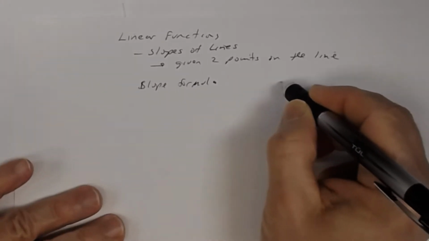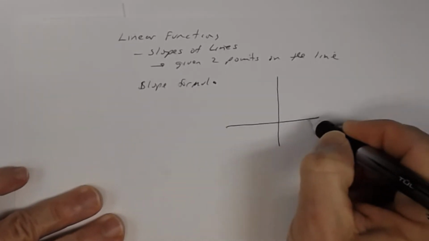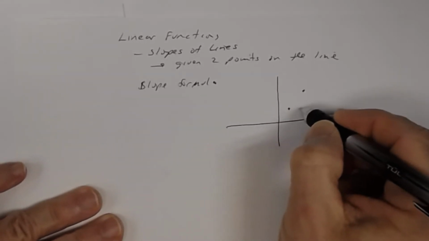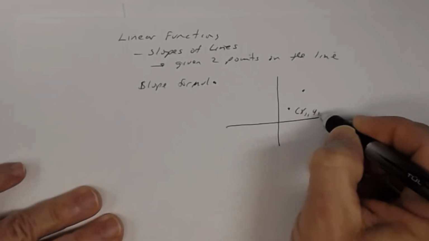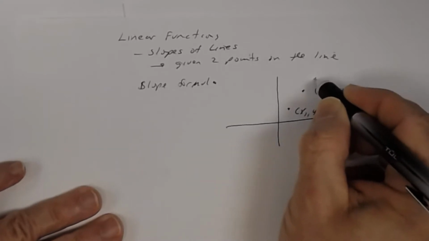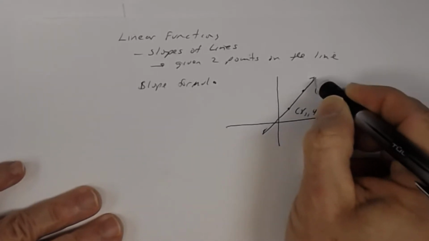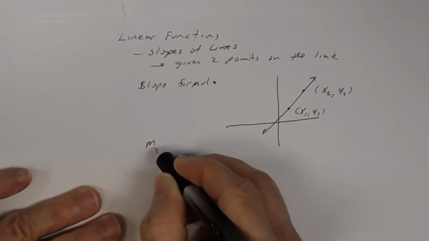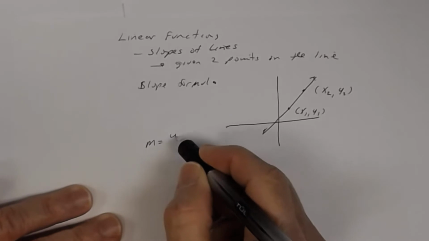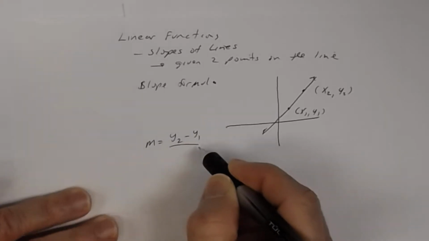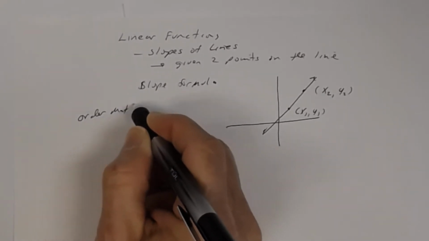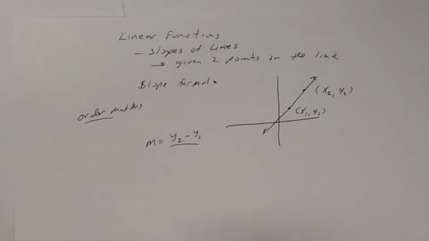And so basically, if you're given 2 points on a line, and let's say this point here has coordinates x1, y1, and this point has coordinates x sub 2, y sub 2, and you want to find the slope of that line, then the formula is this. Remember, the symbol for slope is lowercase m, and so basically all you do is subtract the y coordinates from each other, and the order matters. So remember, when you're dealing with slope, the order matters. It's very important that you get that order correct.